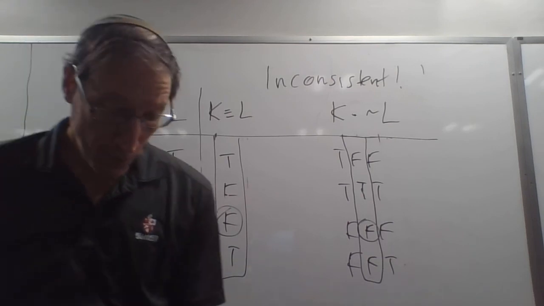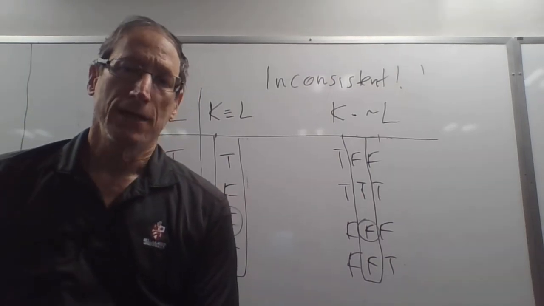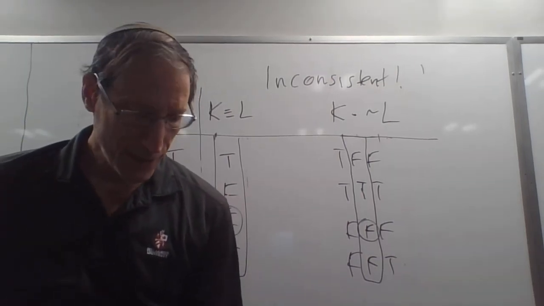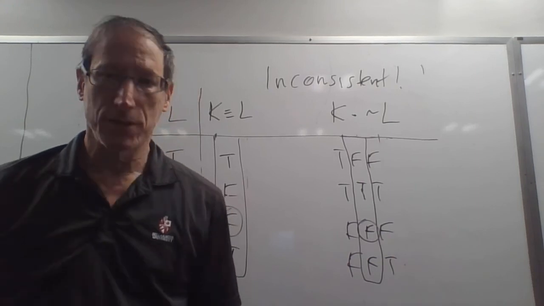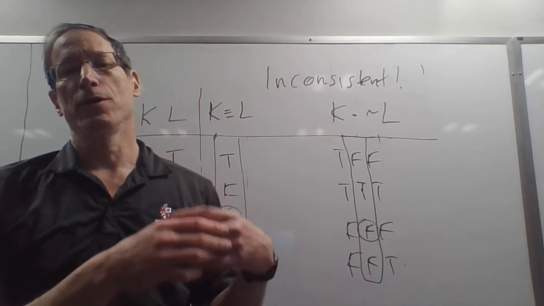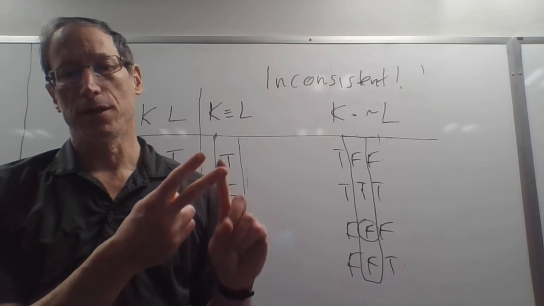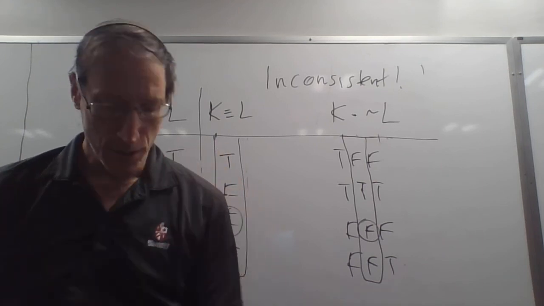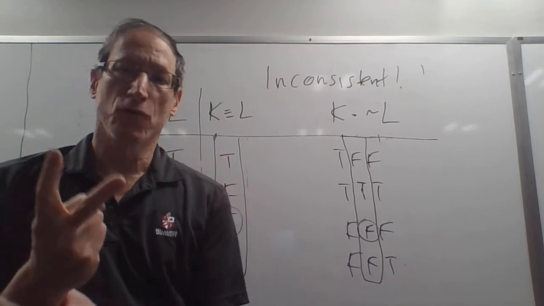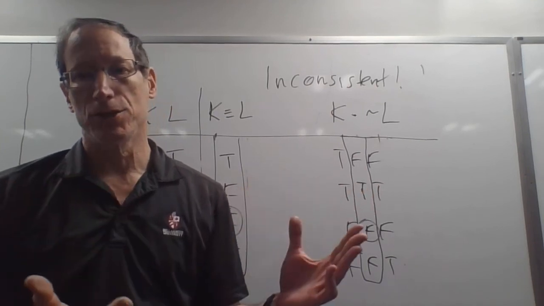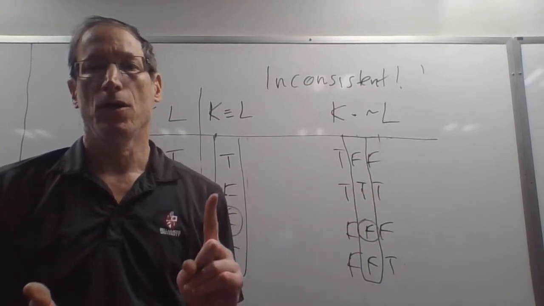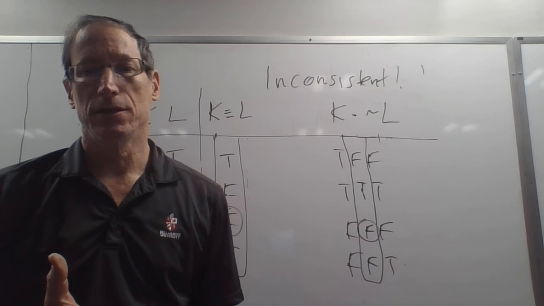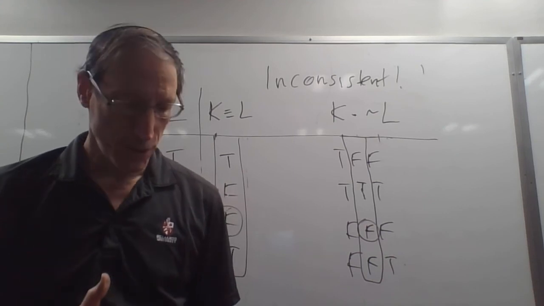So the skill that you're expected to master in 6.3 is basically to be able to take a formula, determine whether it is a tautology, a contingency, or a contradiction. Or take two formulas and determine their relationship. Are they consistent? Are they equivalent? Are they inconsistent? Or are they contradictory?